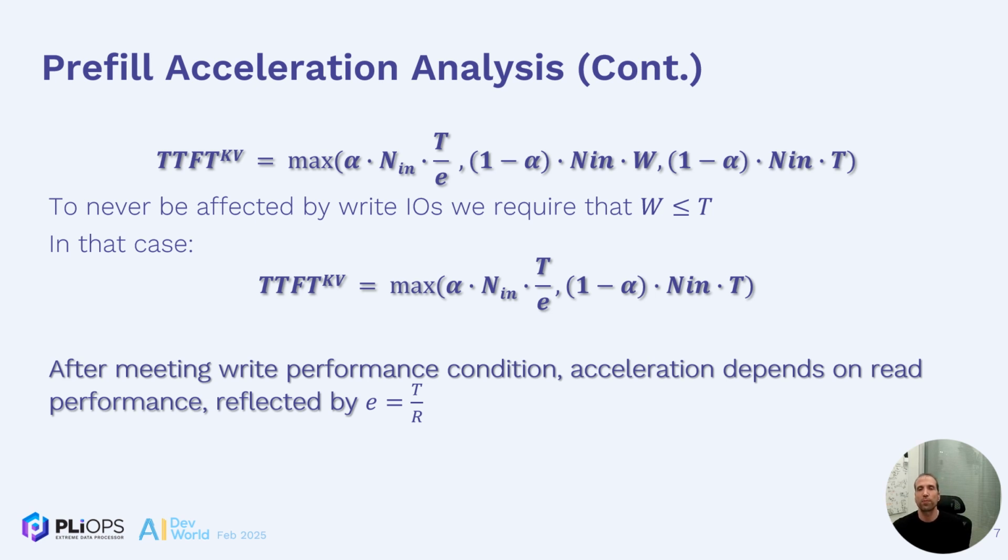So the first and most important takeaway from this equation is simple. Write performance only needs to match compute performance, nothing more. That's it. That's everything we require from write performance. Now, let's look at our new equation after applying W smaller or equal to T. The write term disappears completely. With the write bottleneck eliminated, what truly matters now is how efficiently we can retrieve the KV cache. This is where real speedup comes from.